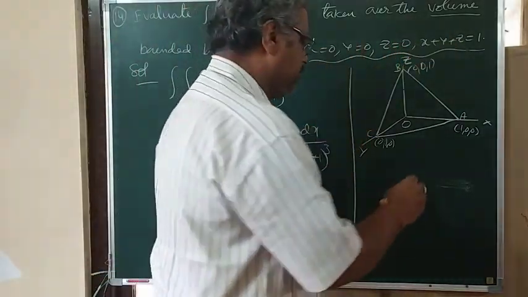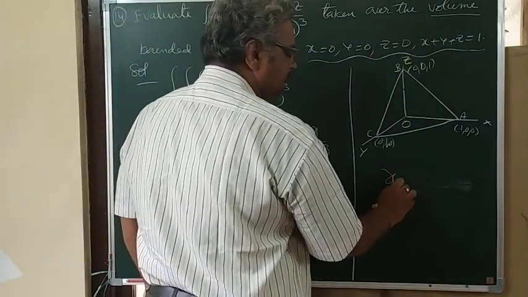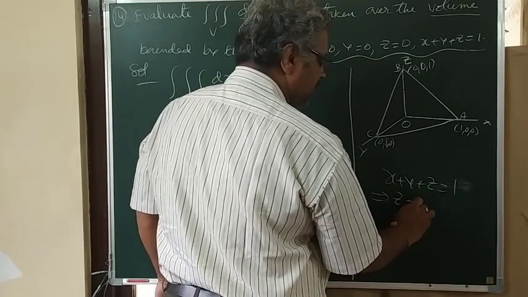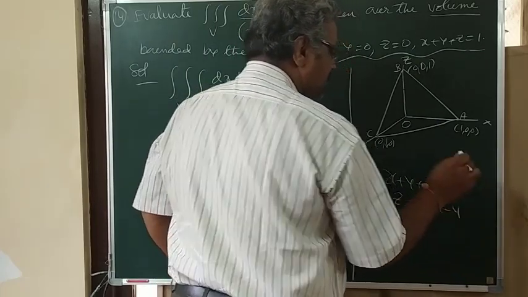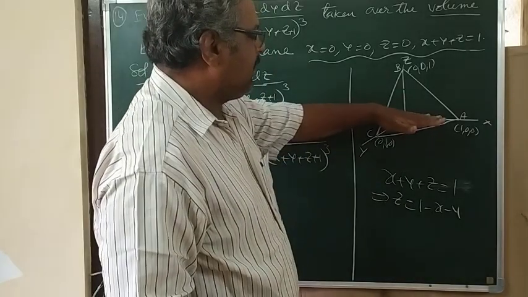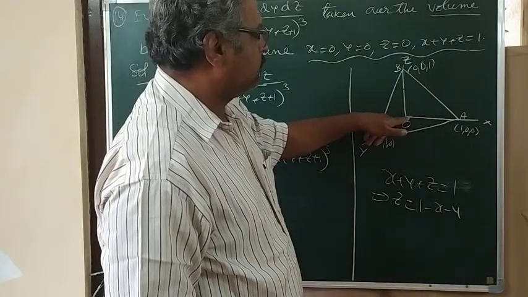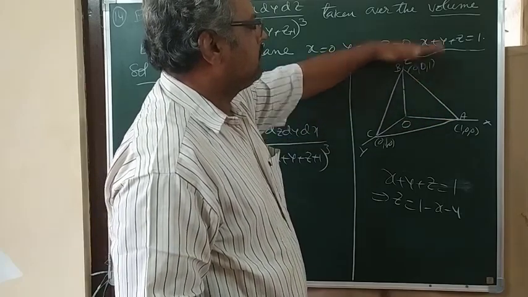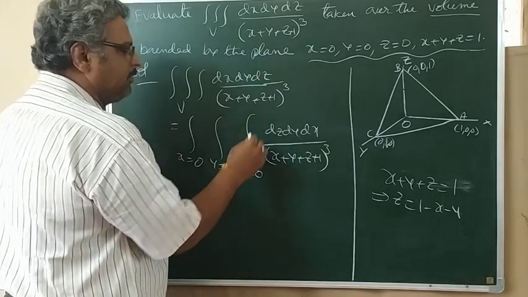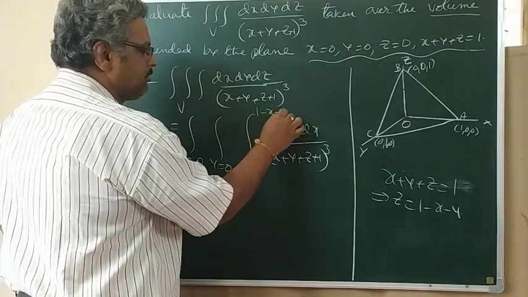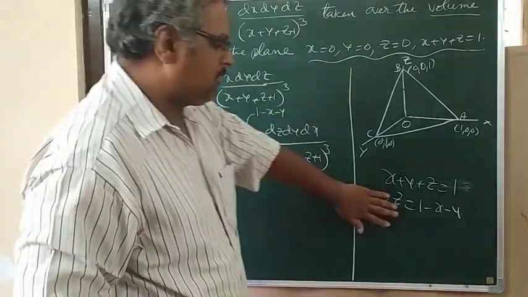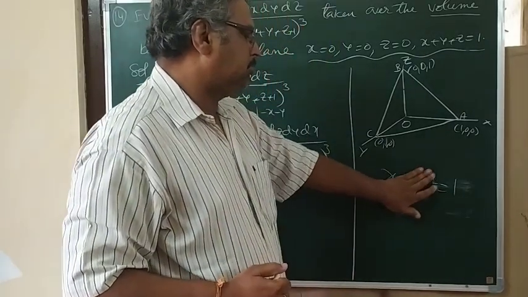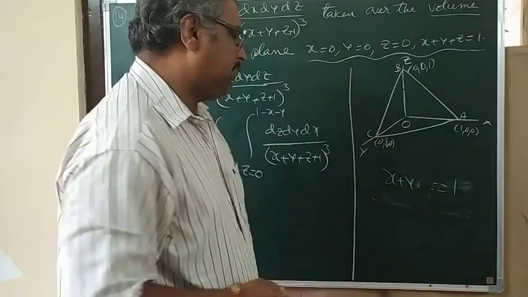Now from the plane equation, x plus y plus z equals 1, we get z equals 1 minus x minus y. So what is the meaning? Along the z axis, z goes from 0 up to this surface, which is 1 minus x minus y. After finding the z limits, just remove the z term.